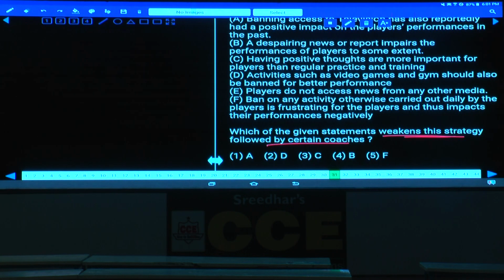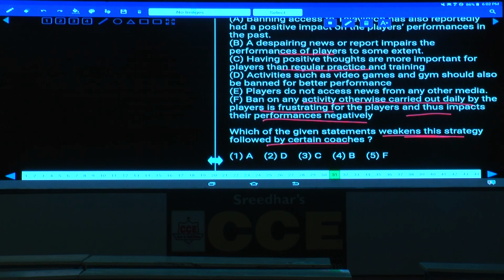Yes. Now in this one, having positive thoughts is more important for players than despairing news or reports impairs the performance of players to some extent. Activities such as video games and gym, players do not have access, and ban on activity otherwise carried out daily by the players is frustrating for the players and thus impacts their performance negatively. Now here, what these people have done regularly, these players are following this newspaper, but suddenly if they stop, then these players will get frustrated, and at the same time their performance will be affected or not.